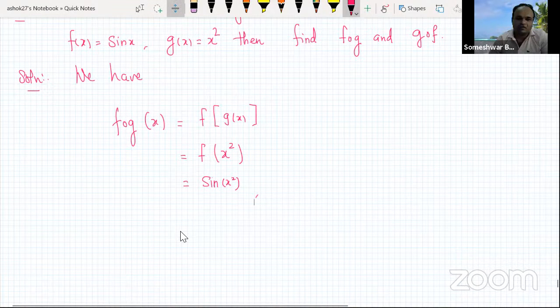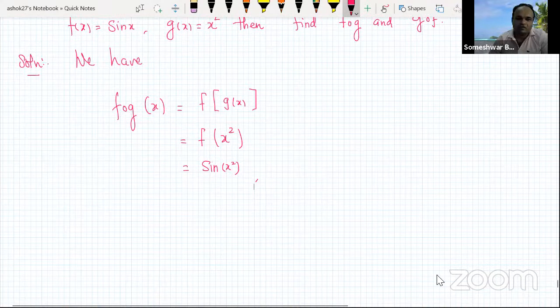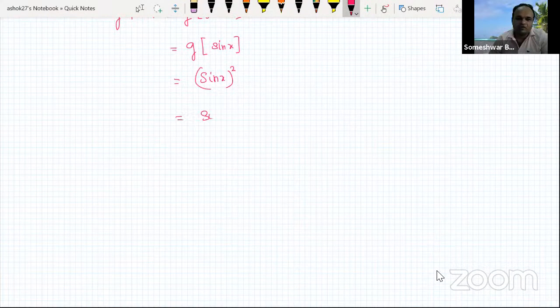Similarly, what will be g of f? See, what is g of f? So g of f of x, using the definition of composite mapping, will be g of f of x. I'm just putting the value of f of x, that is the definition of f, which is nothing but sin x. So it will be g of sin x. What's the definition of g? g of x equals x square, so it will be sin square x.